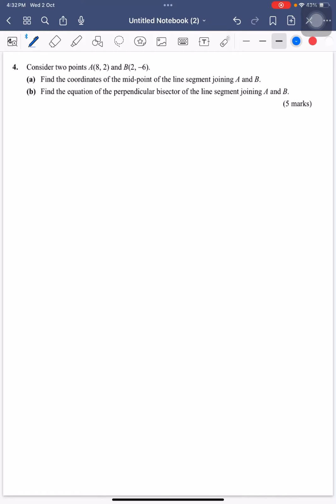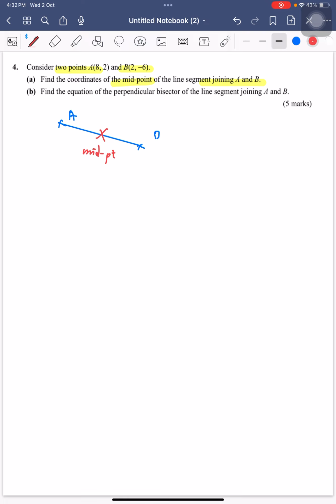So in question 4, we have these 2 points A and B. They ask you to find the coordinates of the midpoint. That's the line segment joining A and B. So you can see from here, we want the midpoint. A is here, B is here. If we join these 2 points, then we have a straight line AB. And the midpoint is the middle point of them, so that's going to be here. So this is the midpoint.